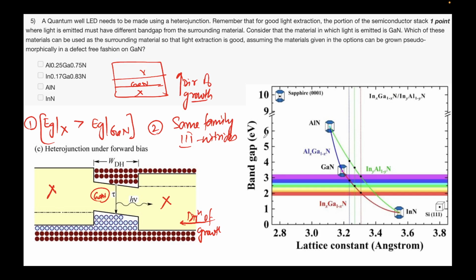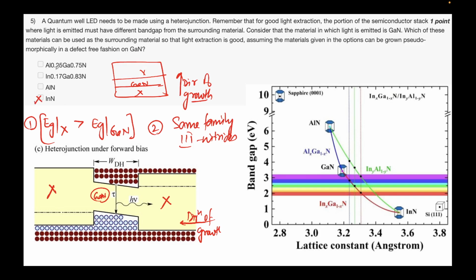If you look at the different materials that we know, like III-nitrides, indium nitride and aluminum nitride, all of these four options satisfy that they are in the family of III-nitrides. But what we need is that this material X must have a wider band gap than gallium nitride. So indium nitride has a lower band gap. You can see it's much lower than 3.4 eV, which is the band gap of gallium nitride. So this option is eliminated.